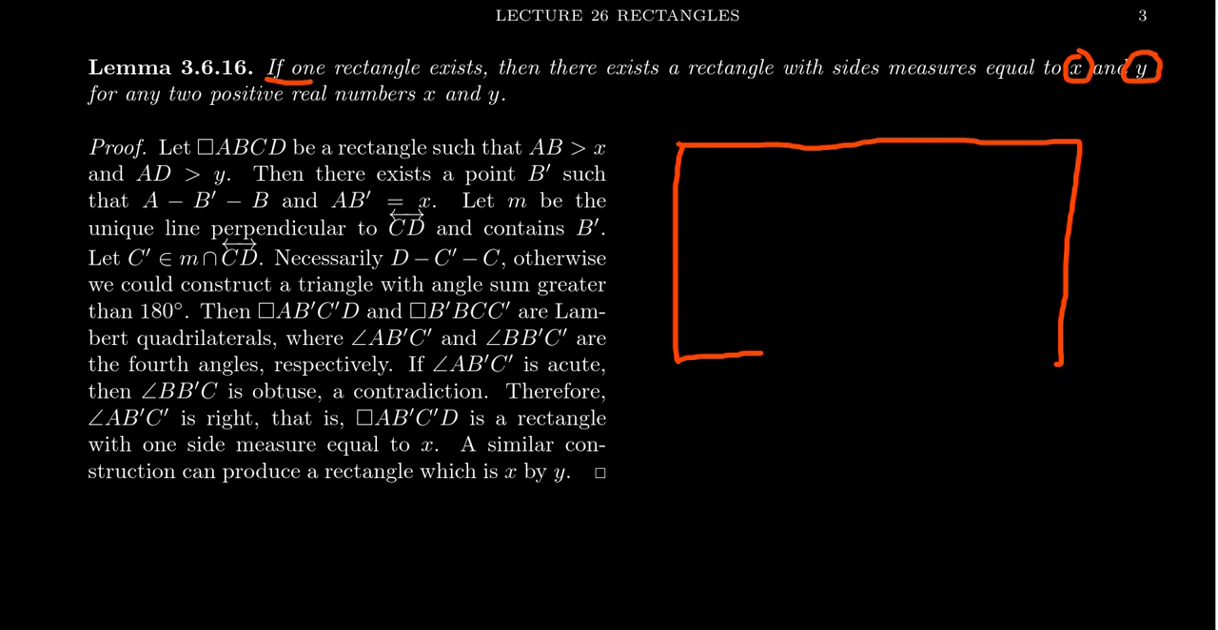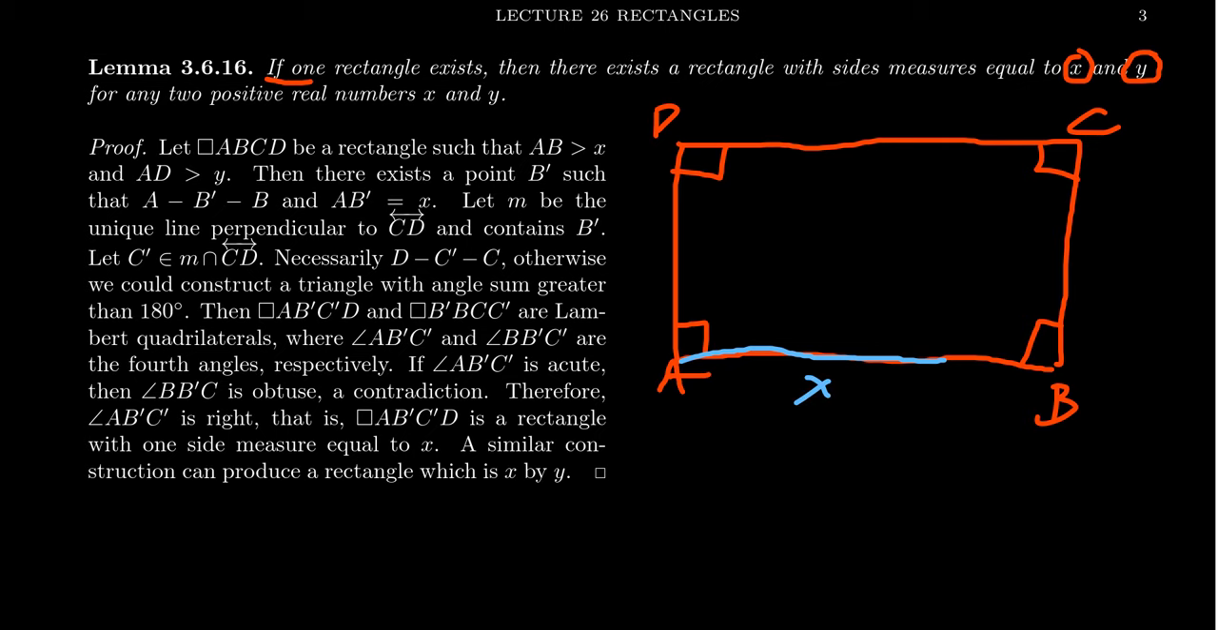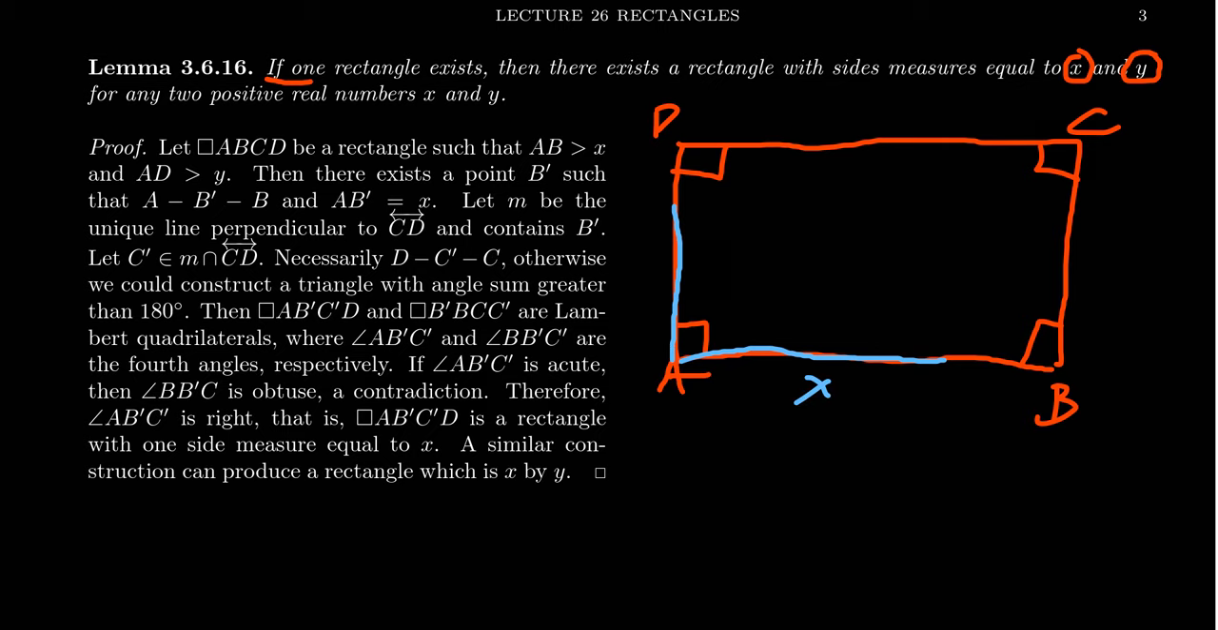So we know that rectangles exist, and the previous lemma then says that we can pick a rectangle A, B, C, and D. This is a rectangle, so all four angles are right angles. But then we can choose this rectangle so that the length and width of the rectangle are larger than the numbers X and Y. So there's some rectangle whose length is larger than X and whose width is larger than Y.